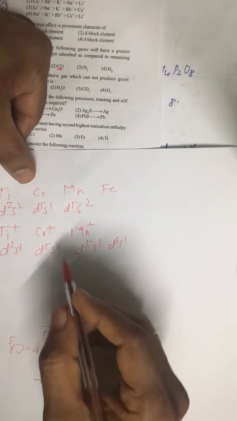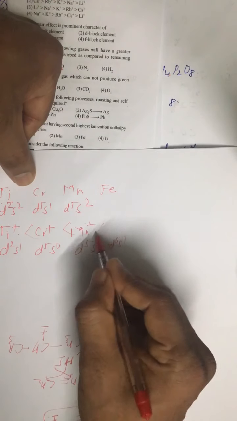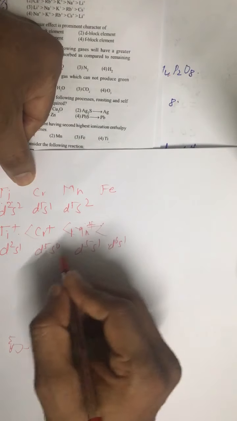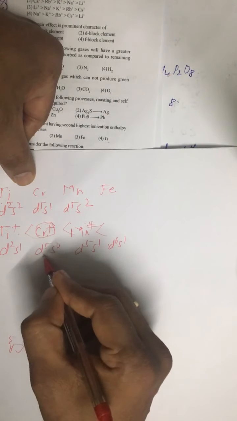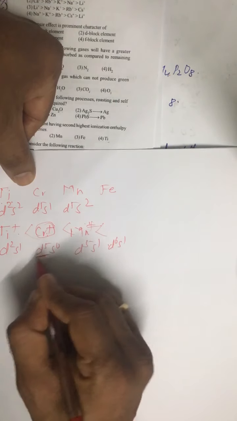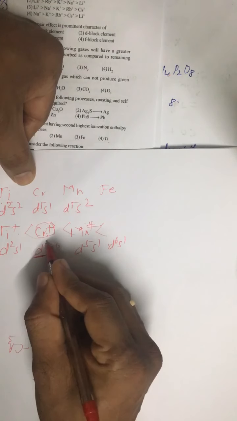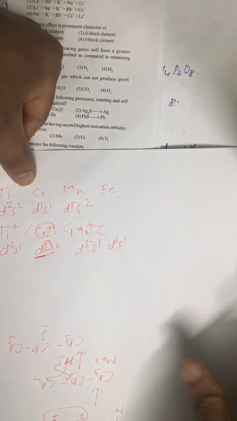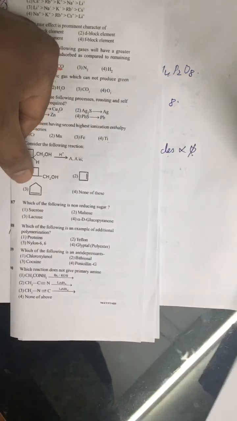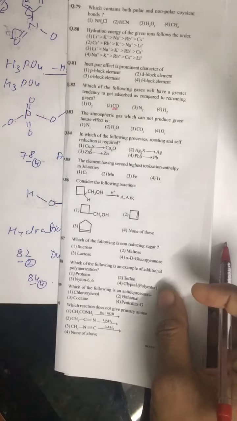In general, when we move from left to right, ionization energy should increase. But in chromium positive, the second electron to be removed comes from 3d, which is nearer to the nucleus, plus it has d5 configuration, which is half-filled, due to which it shows an exception. So the highest second ionization energy is exhibited by chromium. Question 85, the correct answer is the first option.